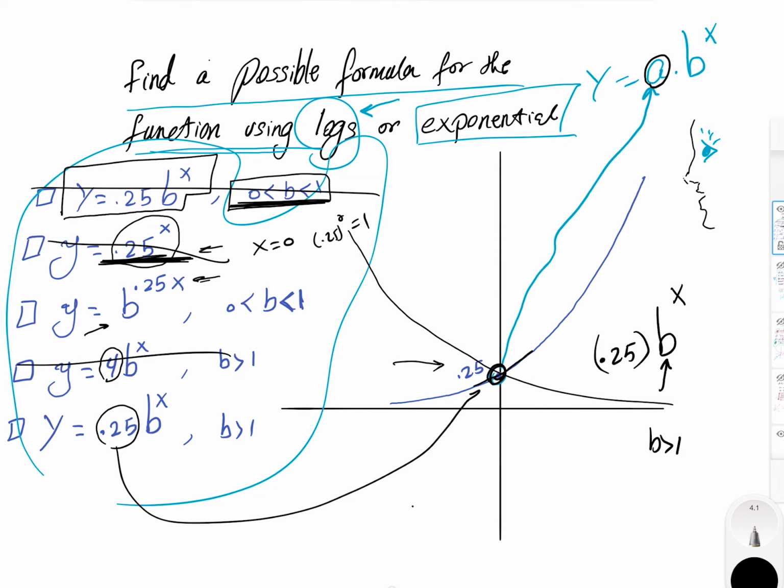0.25 here. B, they said, is more than 1, so it is increasing. And x, that's what we love. So the last choice is going to be the correct choice.